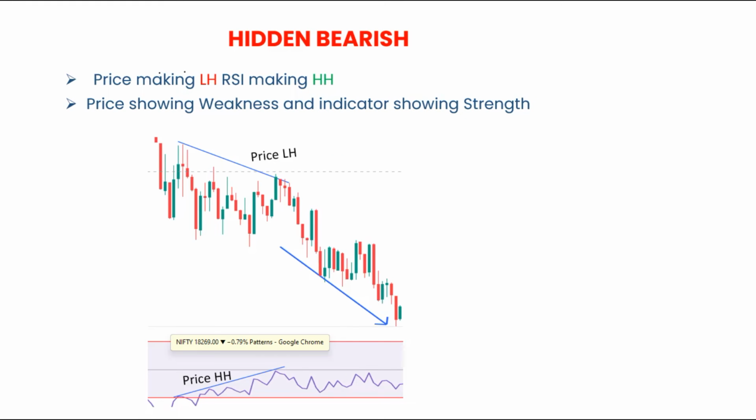Now let's see hidden bearish divergence. It means price is making lower highs and RSI is making higher highs. You can see that price is making lower highs and at the same time, what is RSI doing? RSI is making higher highs. Here you can see RSI is making a higher high. So price is showing weakness but the indicator is showing strength. This is called hidden bearish divergence.